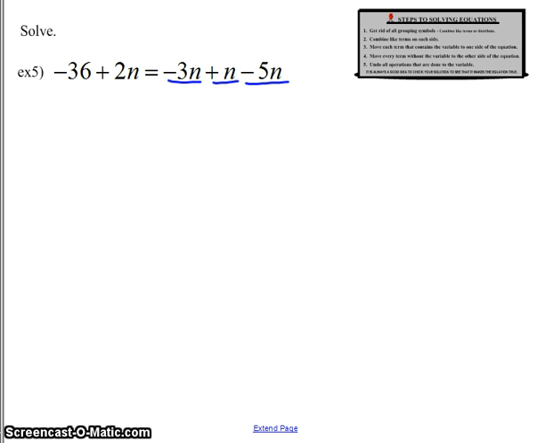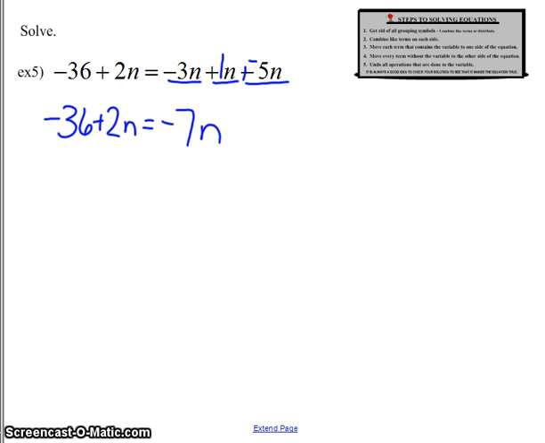So let's do that. I have a negative 3, a positive 1, and remember your minus can also be changed to plus negative if you need. So a negative 3, a positive 1, and a negative 5 all put together is going to give us a negative 7n. I'm just going to recopy what was on the left-hand side.